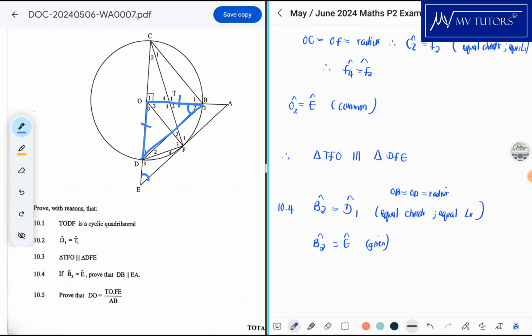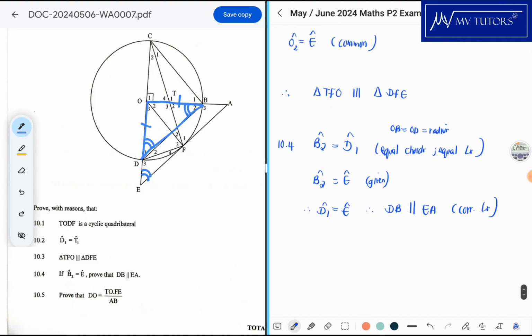Okay, now B2 is equal to E. That's what they told me. So I'm saying B2 is equal to D1. And B2 is also equal to E. Therefore, D1 is equal to E. And if both of them are equal, it means that DB is actually parallel to EA. And the reason, corresponding angles. Okay, that was a nice one.